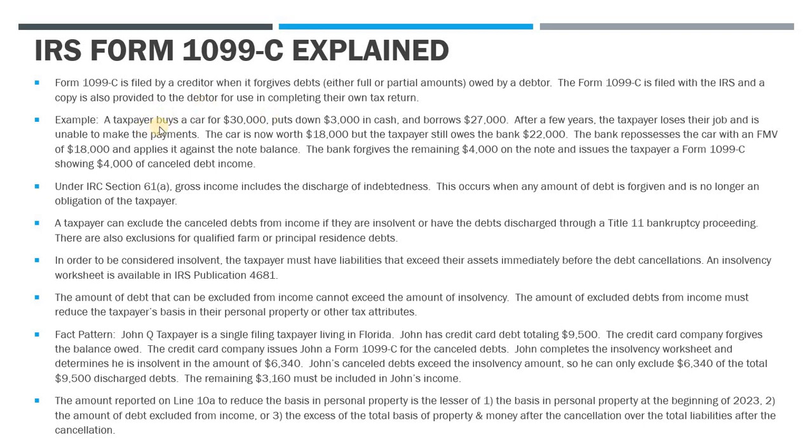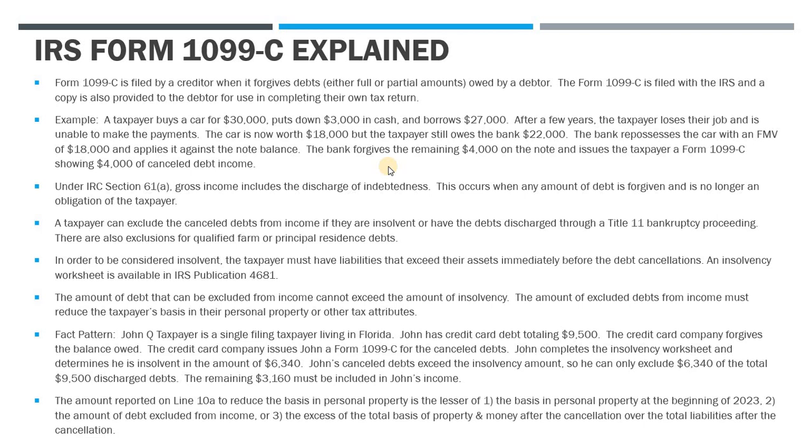So if we look at this example here, let's say a taxpayer buys a car for $30,000 and they put $3,000 down in cash, so they borrowed the difference, right, $27,000. Now after a few years, if the taxpayer loses their job and they can't make the payments anymore, the car is now worth $18,000. But they owe the bank $22,000. The bank takes the car back, sells it, applies the balance against the note, and so there's $4,000 left that the taxpayer owes to the bank, and the bank decides to forgive that amount. So the bank will report the $4,000 of forgiven debt on a 1099-C.